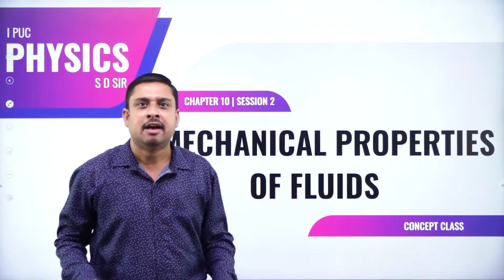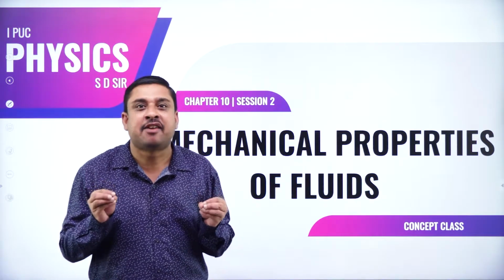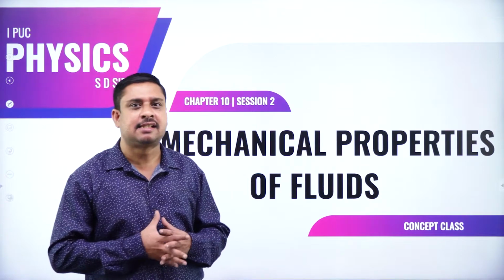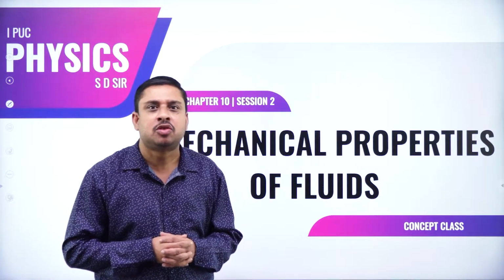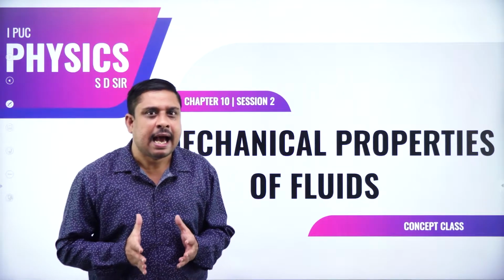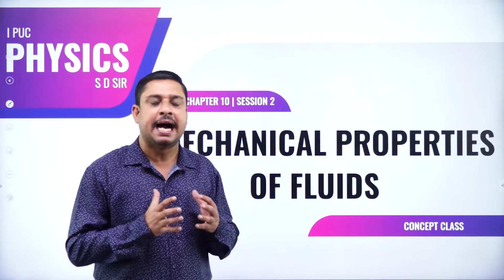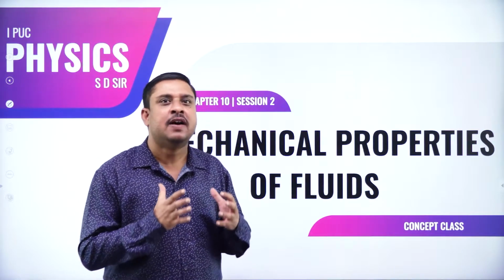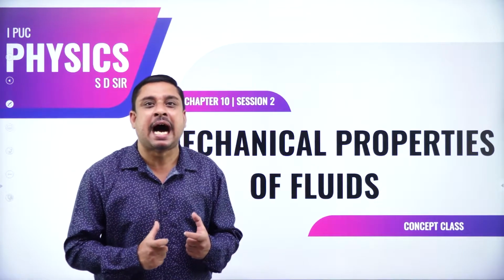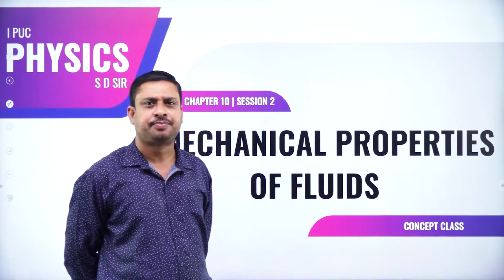In my yesterday's session, I started my discussion on the properties of fluids. And we said a fluid is a substance that can flow. Liquids and gases are treated to be fluids. Liquids have their own size but not shape. A gas doesn't have its own size nor the shape, but it acquires that of the container.